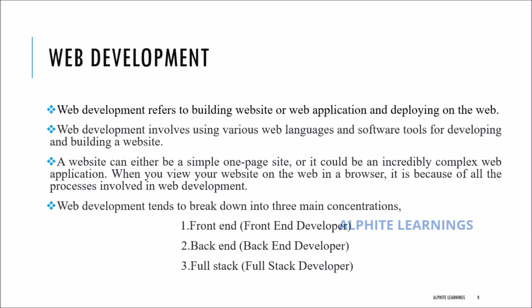So what does this process involve in web development? It involves various web languages and software tools for developing a website. Then the third point is a website can be either simple, I may have one page, or I have a lot of web pages. When you view a website in a browser, the processes involved are called web development. I may have a one-page site, or a complex number of pages. All the processes involved in what we see in a website are called web development.